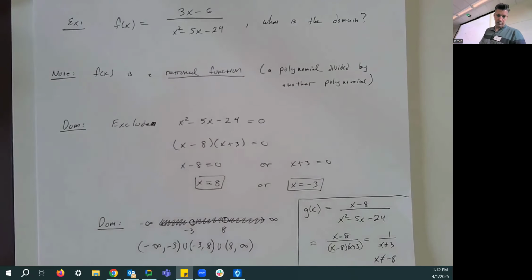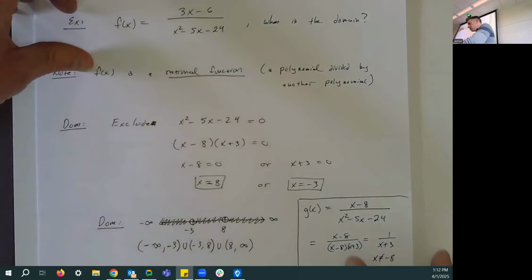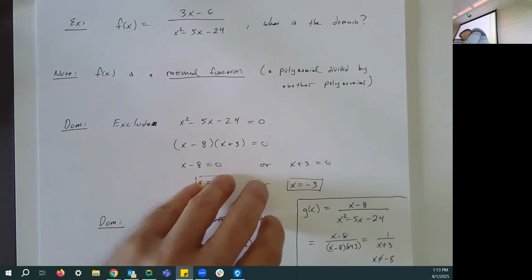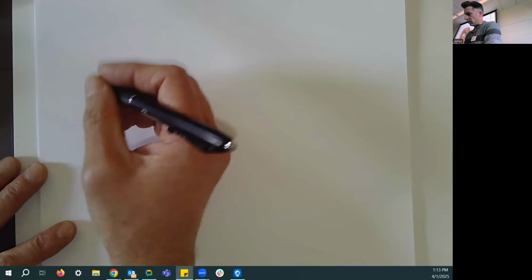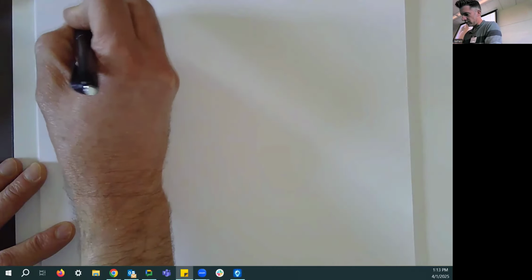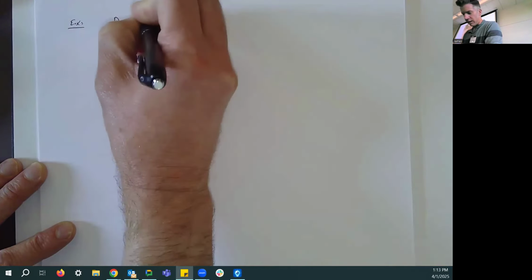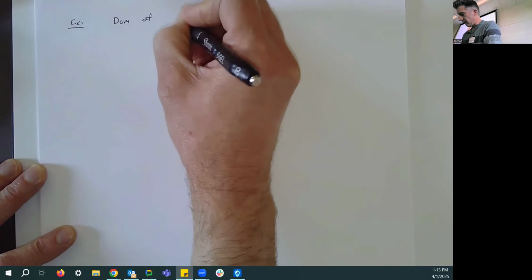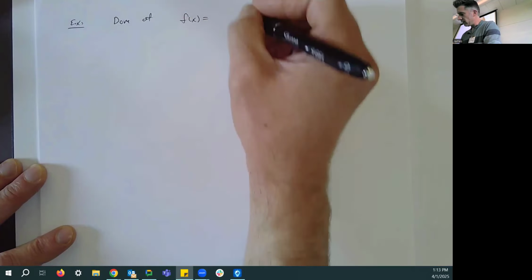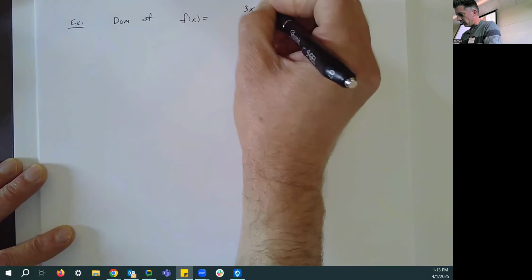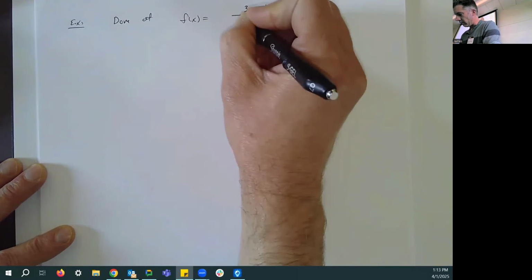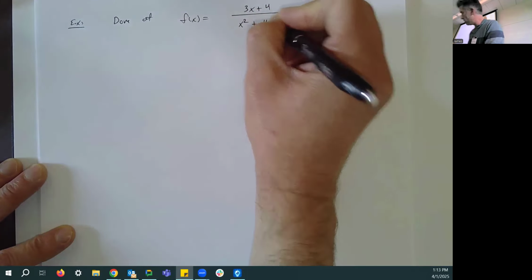Cool. Let's look at something else. Let's do one other example here. So let's talk about the domain of f of x equal to 3x plus 4 over x squared plus 49.